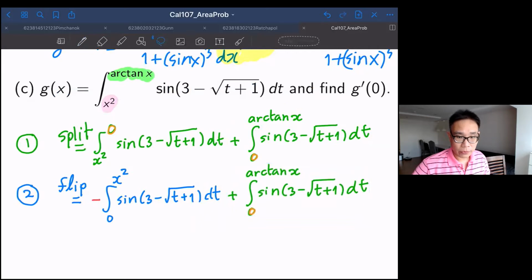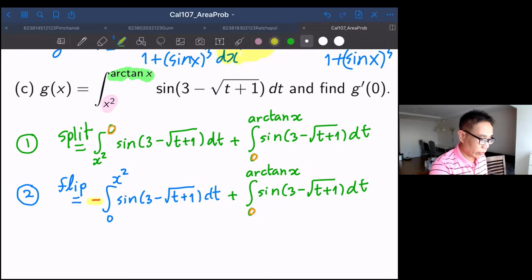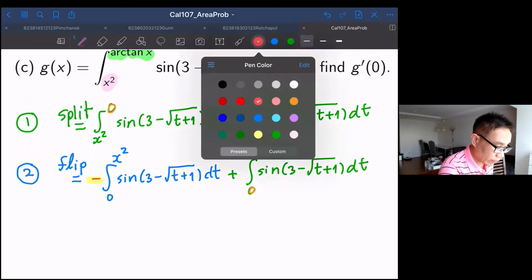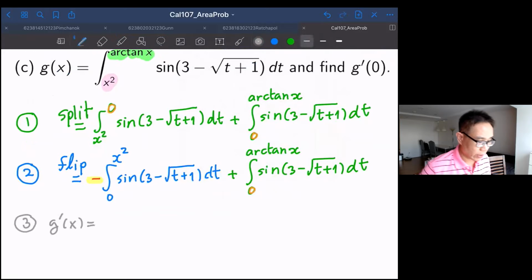Okay, so this one will be just like this. You have split, and you see that if you flip this one, you get an extra minus psi. Finally, the third step is to differentiate this guy. You're going to find g prime x. After you have your g x, you're going to differentiate.